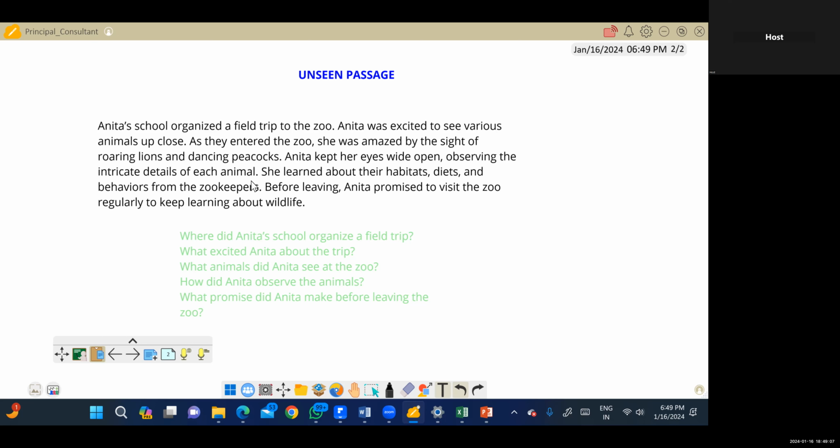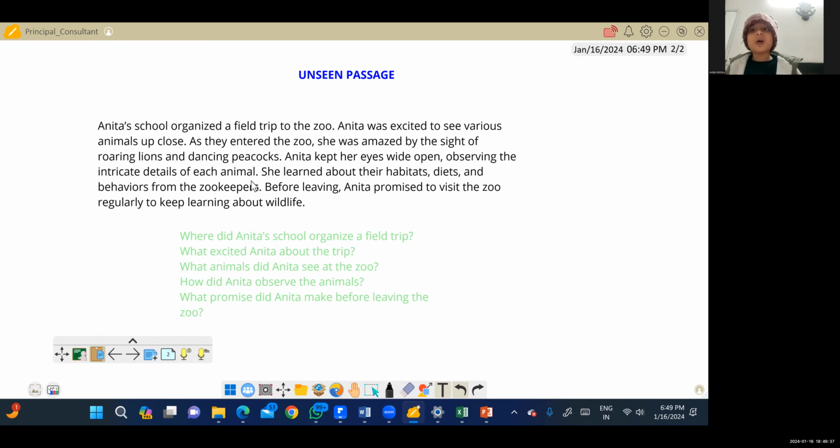Field. It's not file, it's field. Okay, sir. Anita's school organized a field trip to the zoo. Anita was excited to see various animals up close. As they entered the zoo, she was amazed by the sight of roaring lions and dancing peacocks. Anita kept her eyes wide open, absorbing the intricate details of each element.